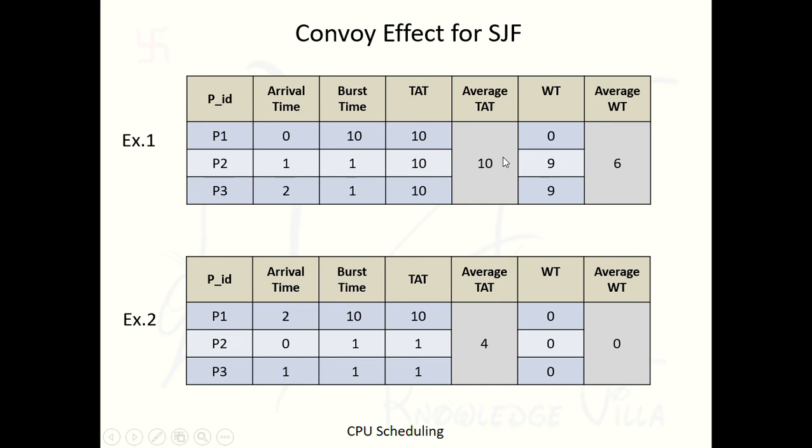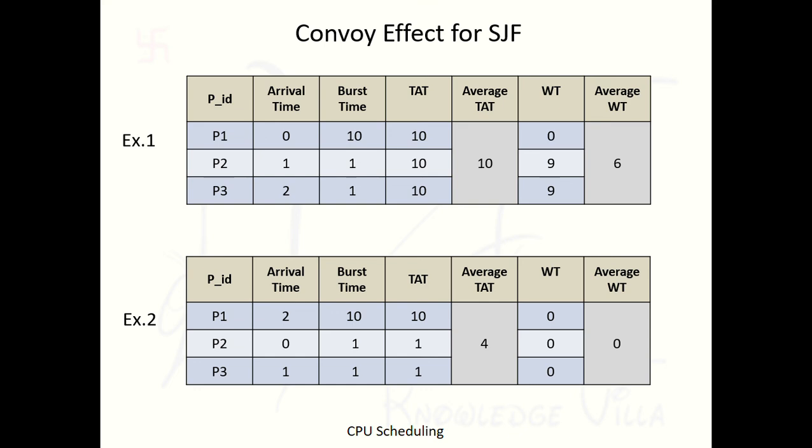In the results, here the average turnaround time is 10 units, and here the average turnaround time is 4 units. Here the average waiting time is 6 units, and here the average waiting time is 0 time units. So that is the difference in the results. Here, because the longer process arrived first, it leads to a long waiting time. And here the smaller process arrived first, so it leads to a smaller waiting time. So here the waiting time is greater, and here the waiting time is smaller. That is the difference, and this is known as a limitation of the shortest job first algorithm.